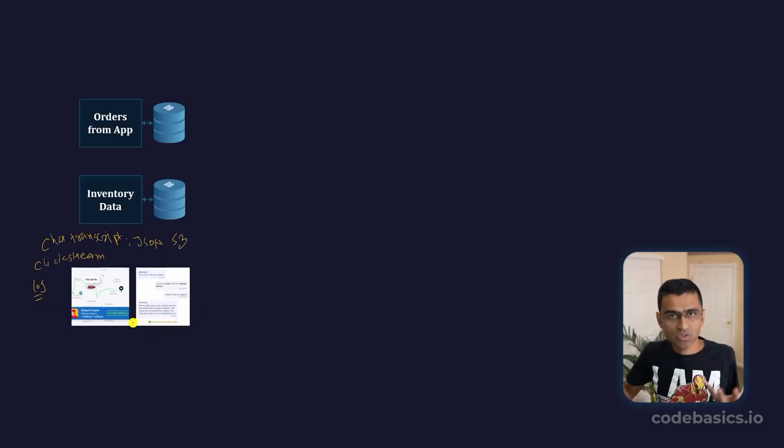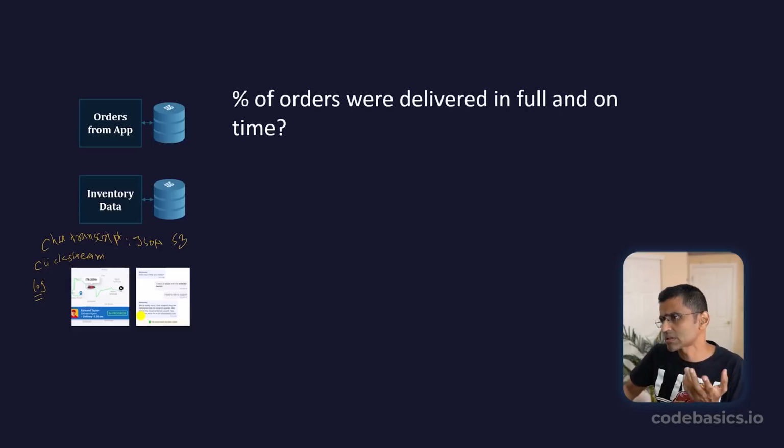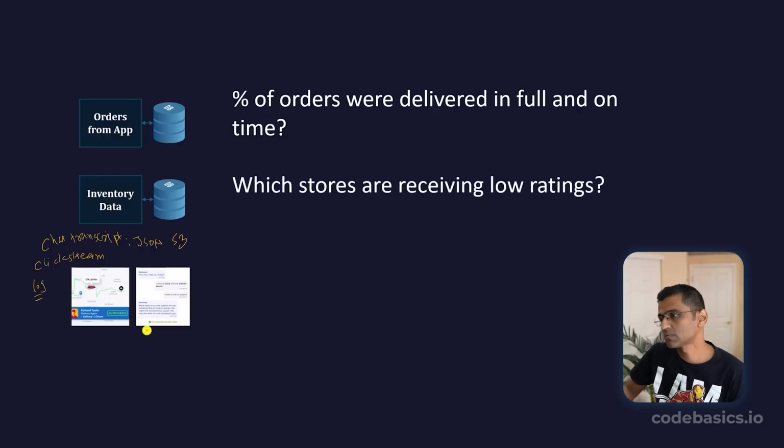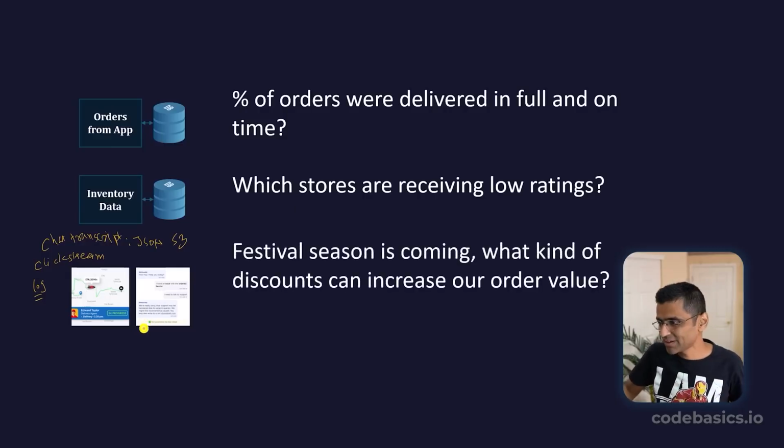And now, as a business executive, you will have a lot of questions. Let's say you are the CEO of Blinkit or a business manager in Blinkit. You will have questions such as, what is the percentage of orders that were delivered in full and on time? And you might ask this question across a time axis, let's say in the last month or in the last 6 months. You might have a different question, which stores are receiving low ratings, because you might want to investigate and fix the issues. Diwali is coming, or let's say Christmas is coming, and we want to offer some discounts. So how do we do that to increase customer satisfaction and boost the revenue?